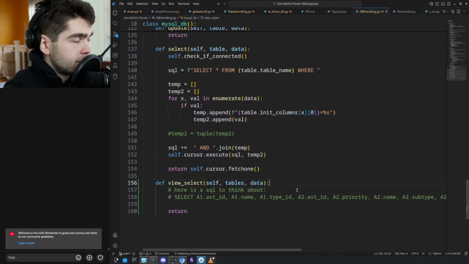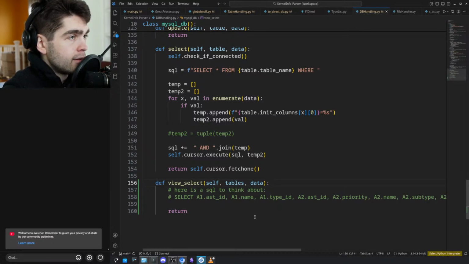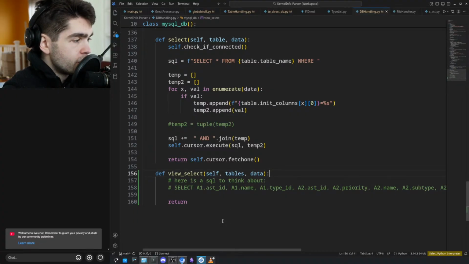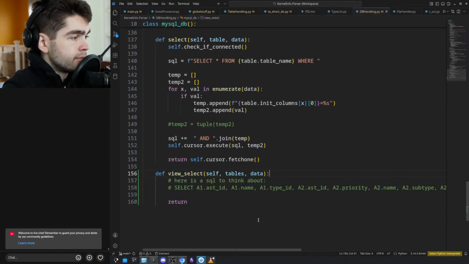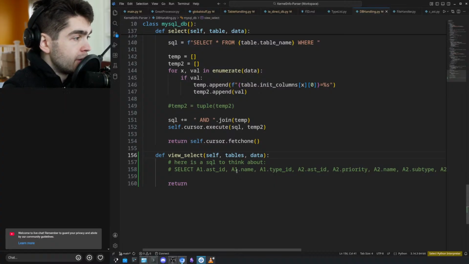Now, thinking about it, maybe we don't need an insert side of things, and it should fully be handled by the table engine. But who am I to think about these things? So let's do a view select. Alright, let's create the command that will parse all of that in order to be able to seek the DB. Give me a second.